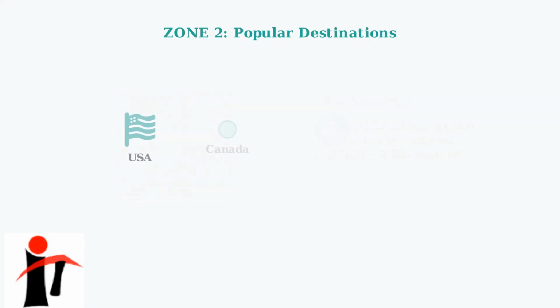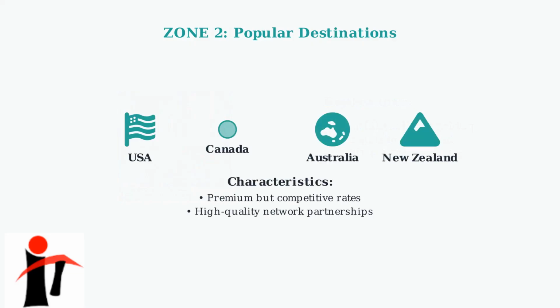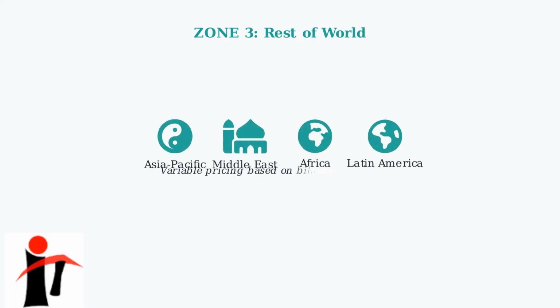Zone 2 includes popular destinations like the United States, Canada, Australia, and New Zealand. These countries have premium pricing but remain competitive compared to traditional carriers. Zone 3 covers the rest of the world, including Asia Pacific, Middle East, Africa, and Latin America. Pricing varies based on bilateral agreements with local network operators.